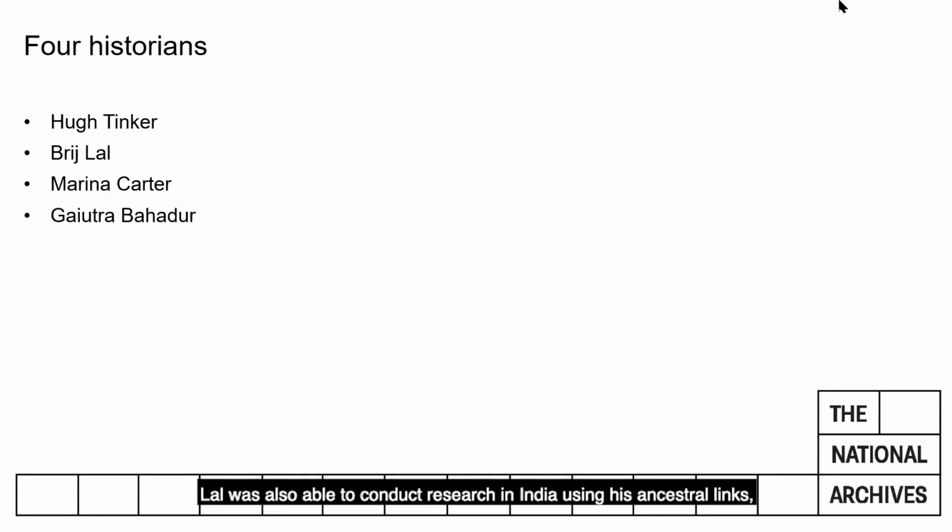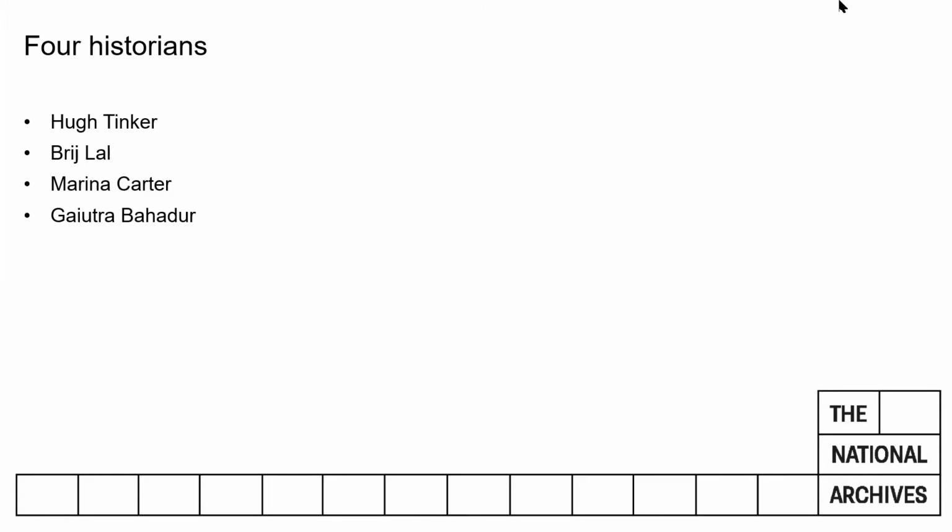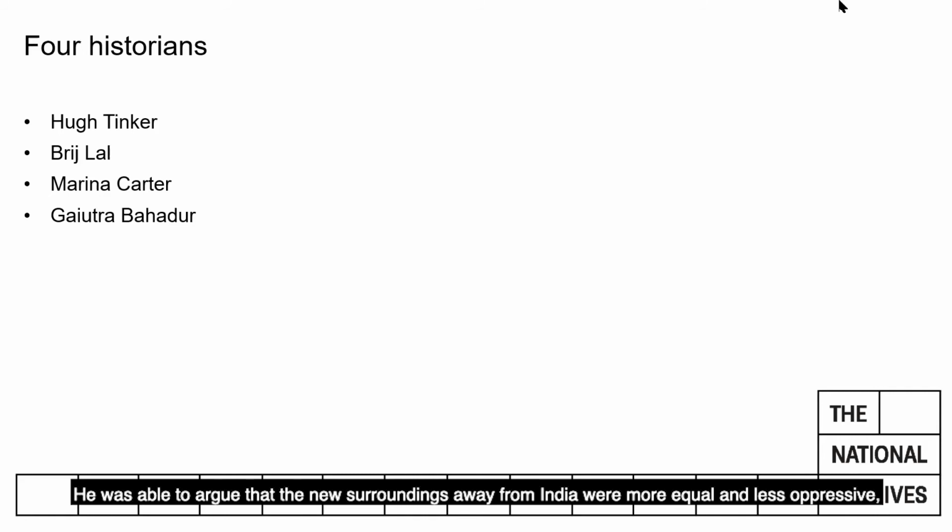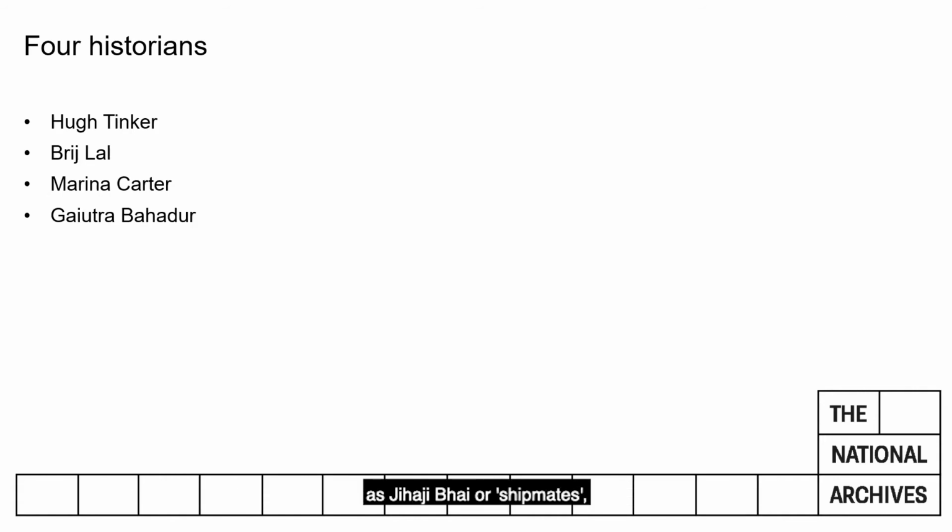Lal was also able to conduct research in India using his ancestral links to compare life there with the new lives of the indentured immigrants. He was able to argue that the new surroundings away from India were more equal and less oppressive, and that indentured laborers established new relationships with each other as Jahaji Bhai, or shipmates, and there is also the Jahaji Bahen, or ship sister.